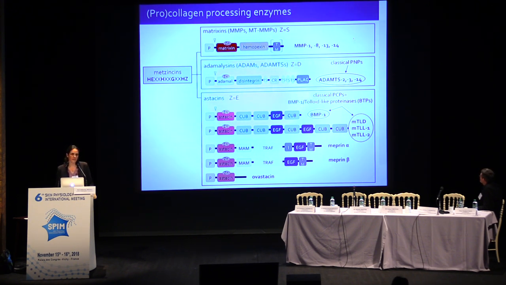And recently it was shown that PNPs, in some cases, can also behave as PCPs for some procollagens and vice versa. And also, we have recently shown that two additional enzymes called meprin alpha and meprin beta can also cleave the N and C terminus of collagens 1 and 3, and as such can be considered as PNPs and PCPs.